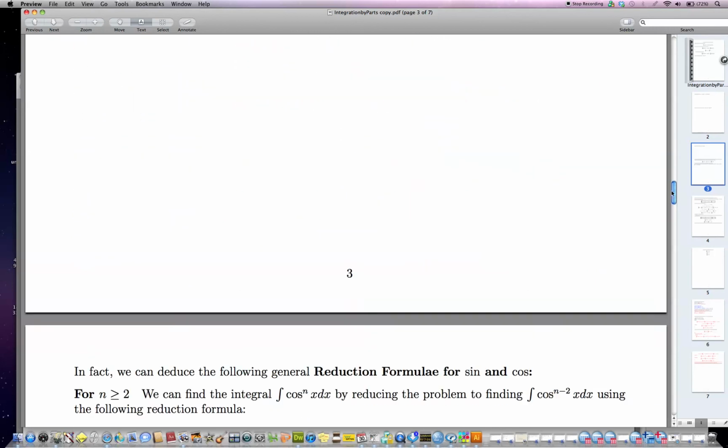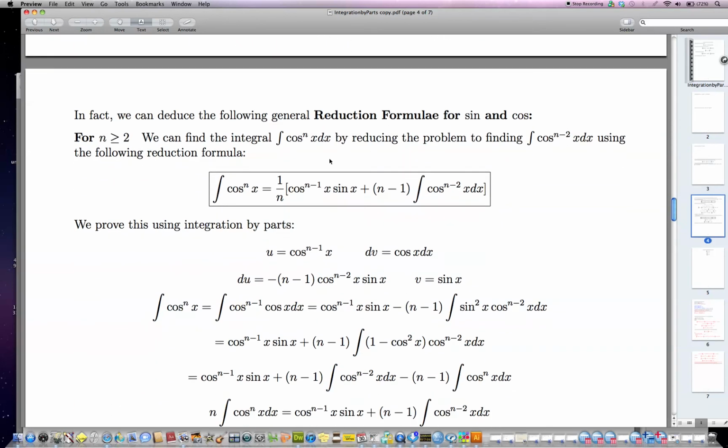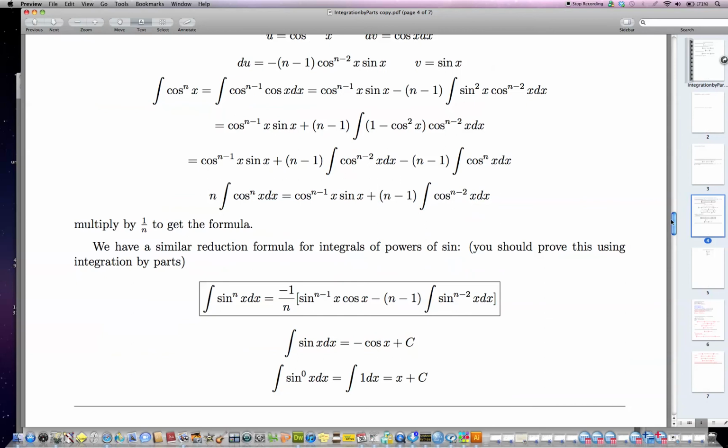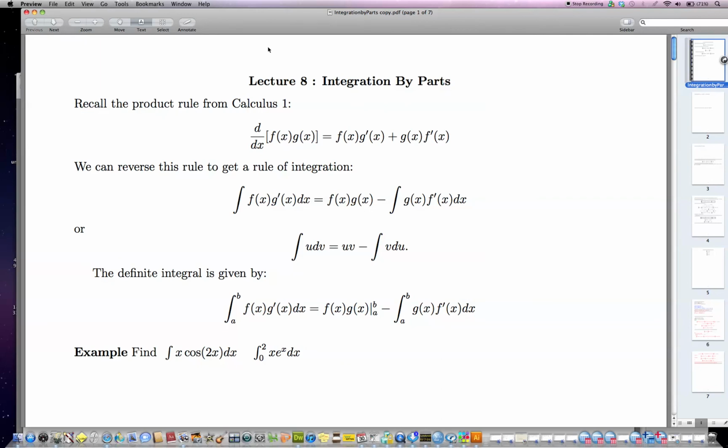And in fact, we can derive these reduction formulae using integration by parts. We can reduce the integral of cosine to the n to an integral of cosine to the n minus 2. And you can continue to reduce the integral by steps of 2 until you get to the integral of cosine, or just cosine to the 0, which is 1, which you can calculate in a finite number of steps. So we'll have a look at those formulas in class, the reduction formulas and the variations of this method.